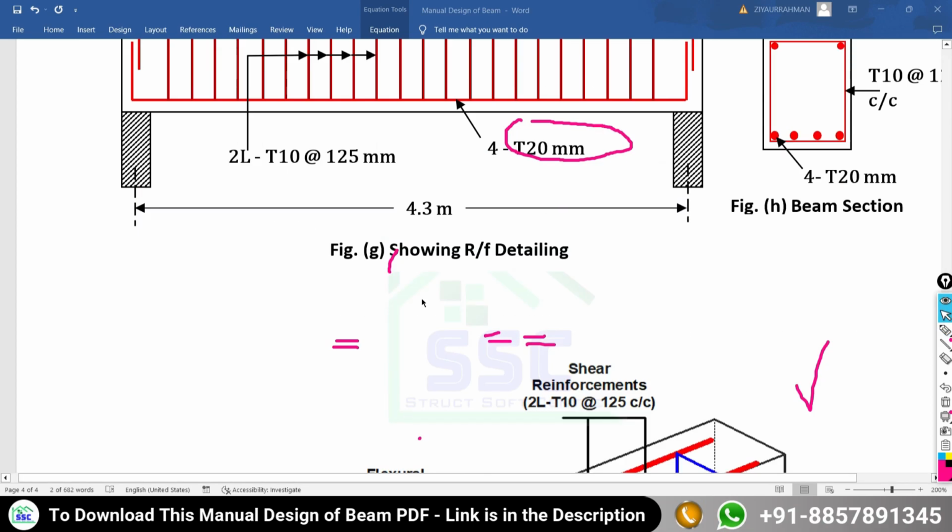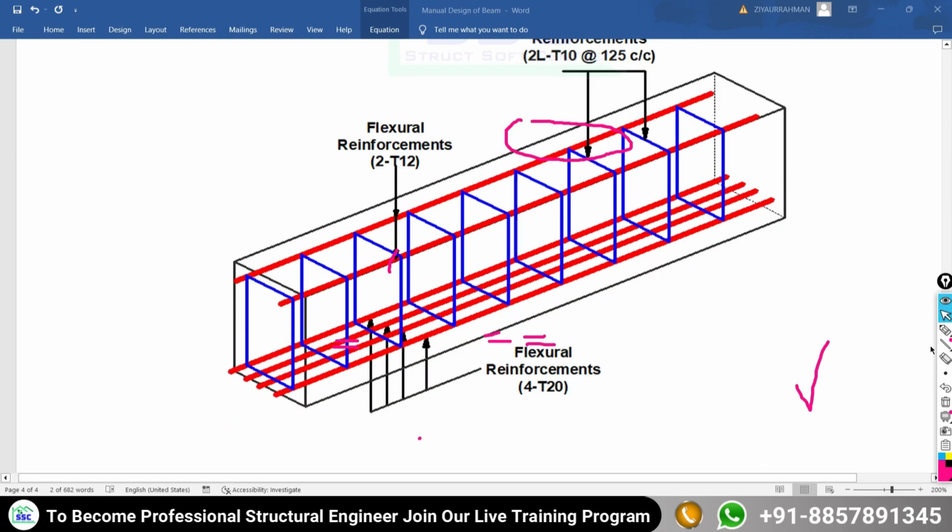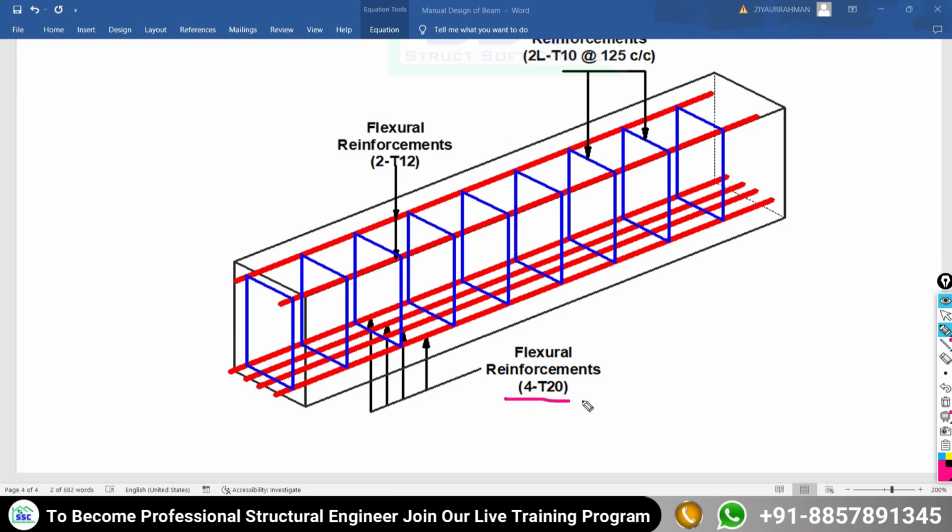And in 3D view, if you would like to see the provision of the reinforcement, here at the bottom we have provided 4 bars of 20 mm dia. This is your longitudinal reinforcement, or I can say the flexural reinforcement, or I can say the main or tensile reinforcement. On the top, 2 bars we have provided, but that is for satisfying the codal requirement. At the top, in any case, there should be a presence of at least 2 bars.